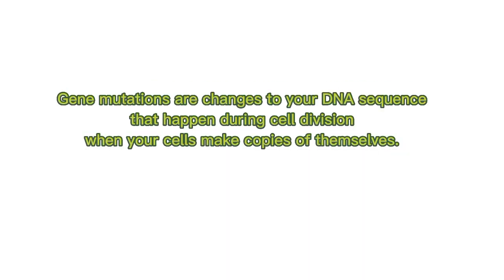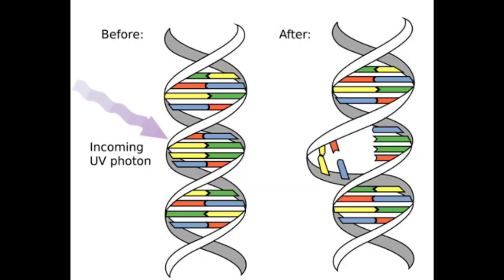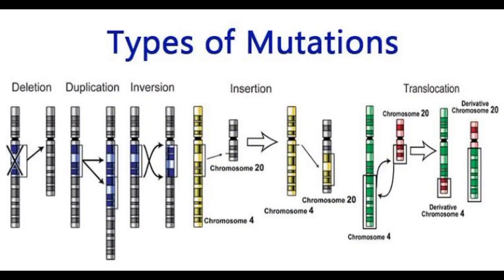Gene mutations are changes to your DNA sequence that happen during cell division when your cells make copies of themselves. The image on your left is your normal DNA molecule. That is how your DNA structure looks like. And the image on your right is a mutated DNA structure. As you can see, the structure has been altered, and therefore the function is also altered.